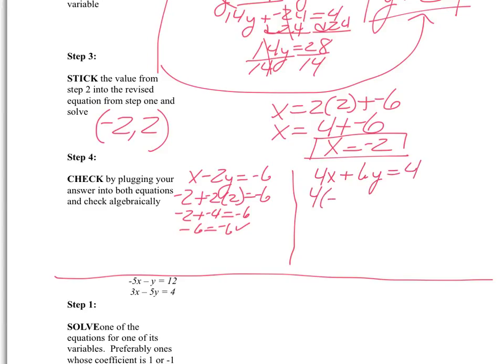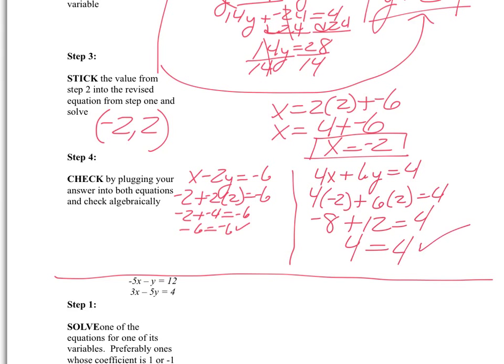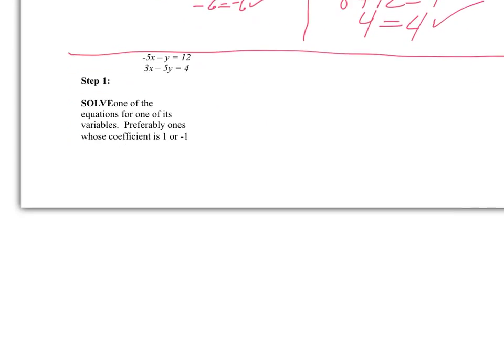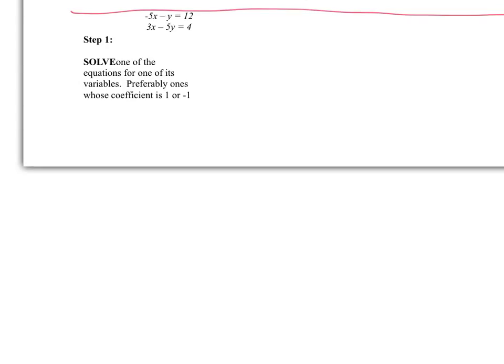4 times negative 2 plus 6 times 2 needs to give me a positive 4. Negative 8 plus 12 needs to give me positive 4. Positive 4 gives me positive 4, so my answer checks. Same process again, same steps. Steps aren't changing at all.